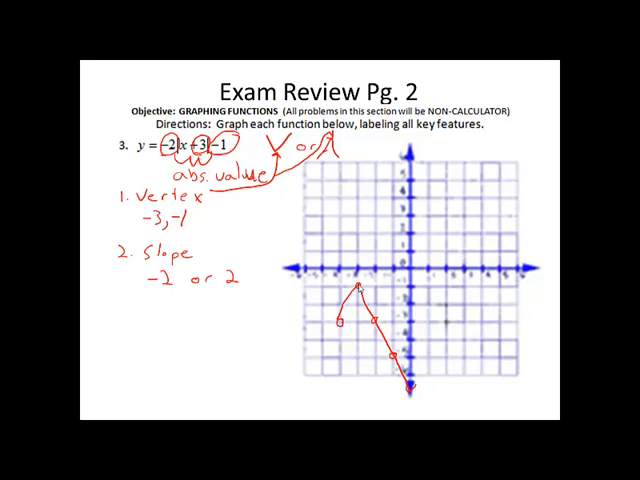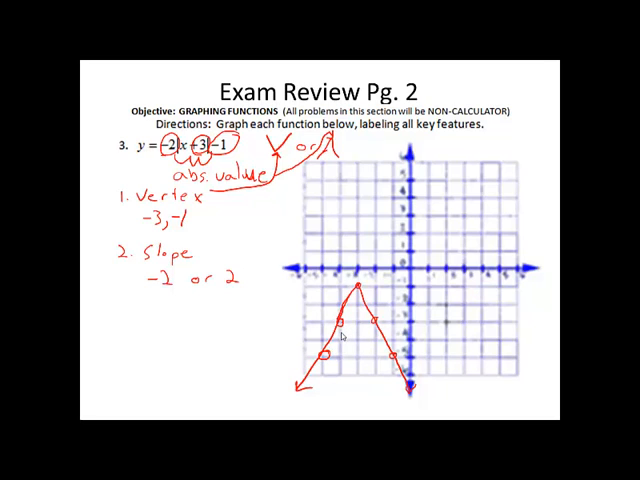We're going to go down 2, left 1. Now we are moving negative in both directions, so a negative over a negative is a positive. And so we do that twice. And again, we try to connect those dots. And there is our upside down V.